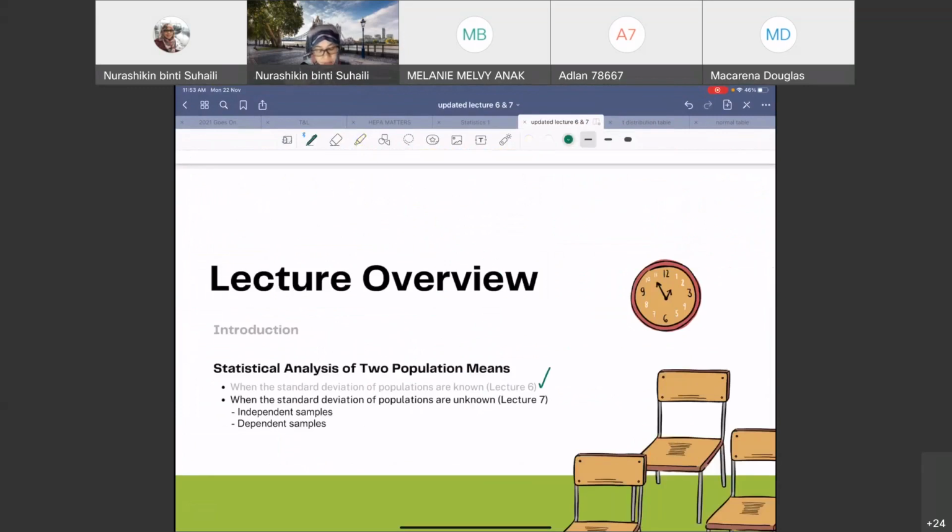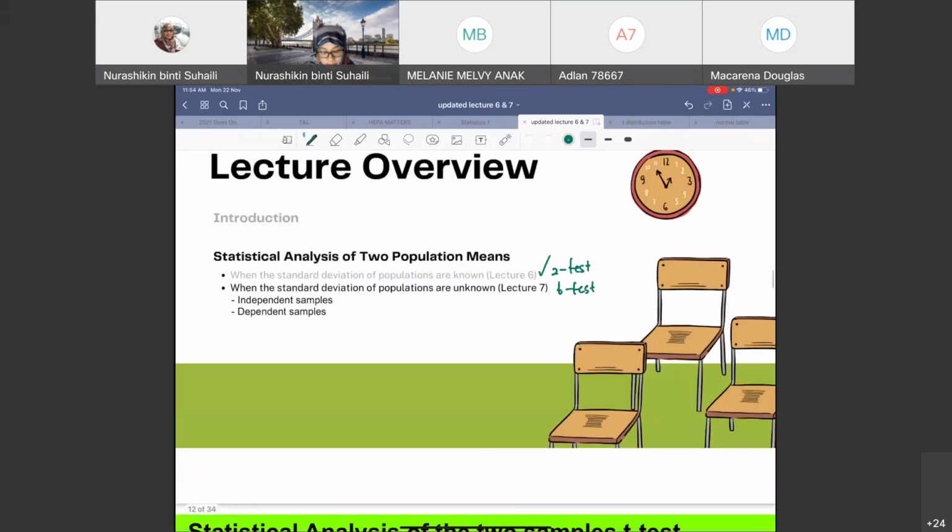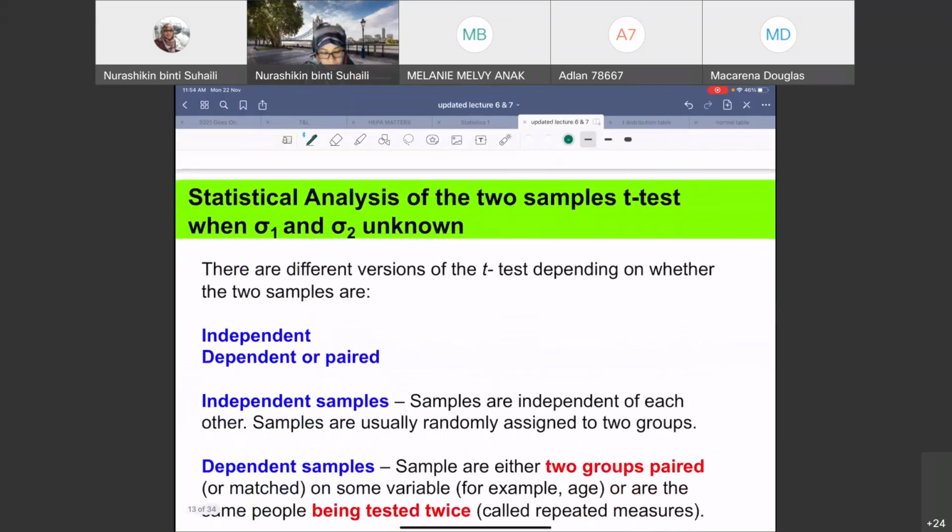This is when the standard deviations of the populations are known. In the second case, when the standard deviations of the populations are unknown, we would use the t-test. Just now it was the Z distribution; in the second situation, we're going to use the t-test. This is the same as before, Z and T. Under this, there are going to be 2 types of samples, independent samples and dependent samples. This one is a bit lengthy. Let's have a look first.